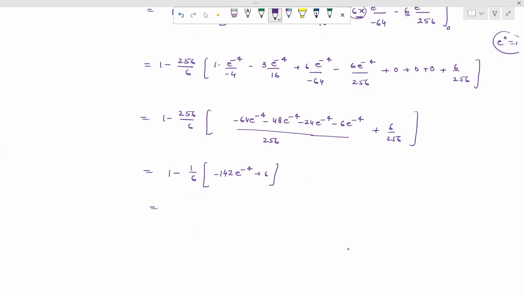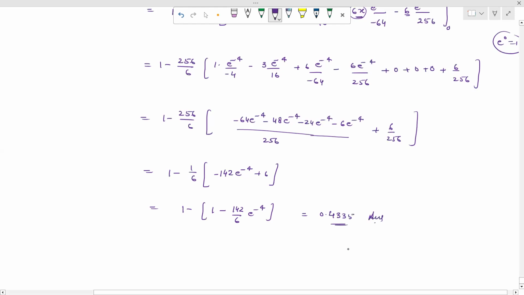Now we write down this as 1 minus. So when we divide by 6, so 1 minus 6 to the, so this can be 142 upon 6 e raised to the power minus 4. So the answer will be approximately 0.4335. So this is our answer.